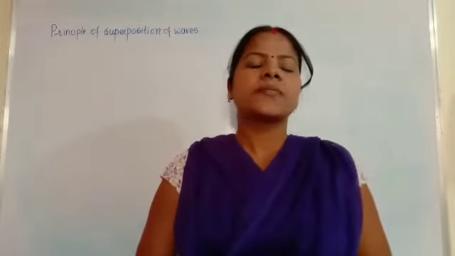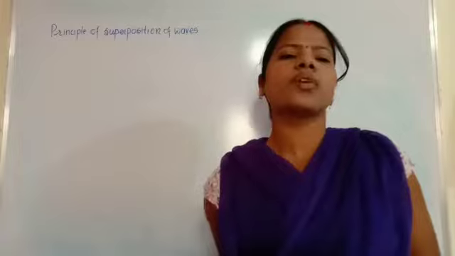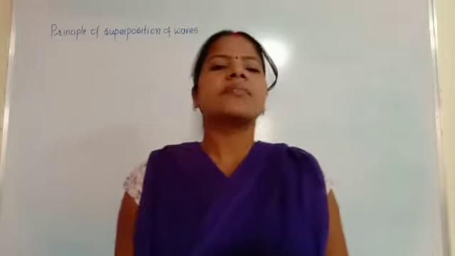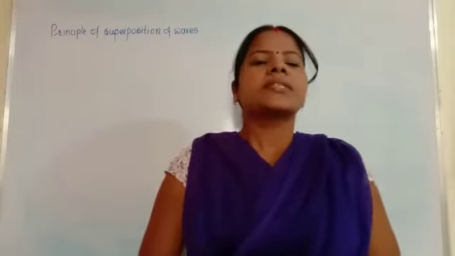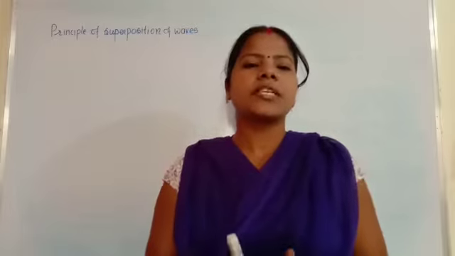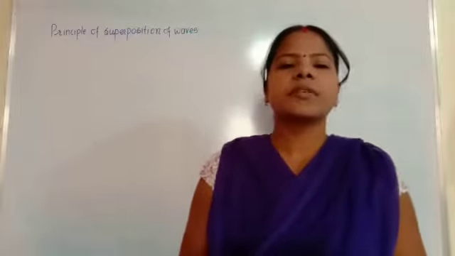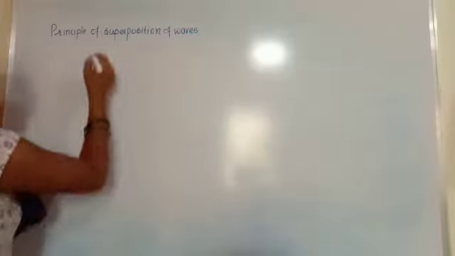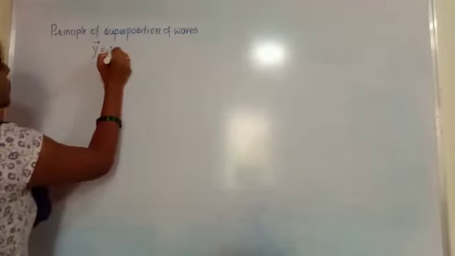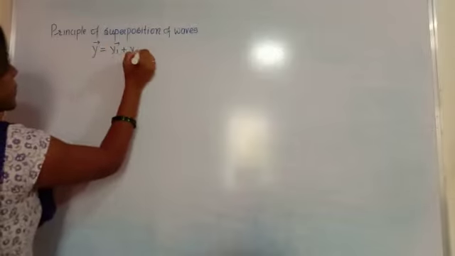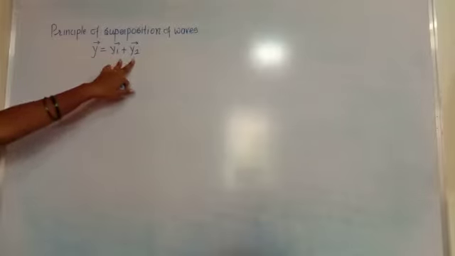traveling in the same direction reach a point simultaneously, the displacement of the two waves becomes mixed with each other, and the resultant displacement is produced by the two waves in the direction of propagation of light waves. That means the resultant displacement is equal to the vector sum of the displacements of the two individual waves. If y is the resultant displacement, then y is equal to y1 plus y2. So the resultant displacement of the two waves is equal to the vector sum of the displacements of the two waves.